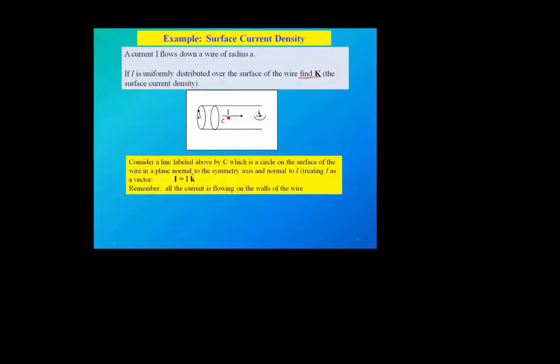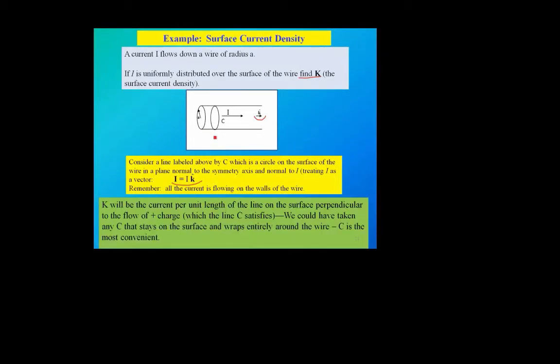We could think of our current as being a vector then, so that would be I k hat. All the current is flowing out on the walls of this wire. K will be the current per unit length crossing this curve here. And so if we consider then that we have this current perpendicular to any line element on this curve, then we can just integrate around that curve to get the current, which will be related to the current density.